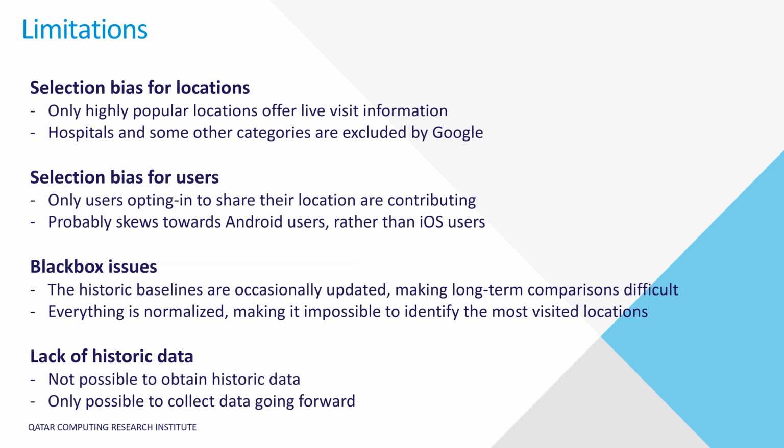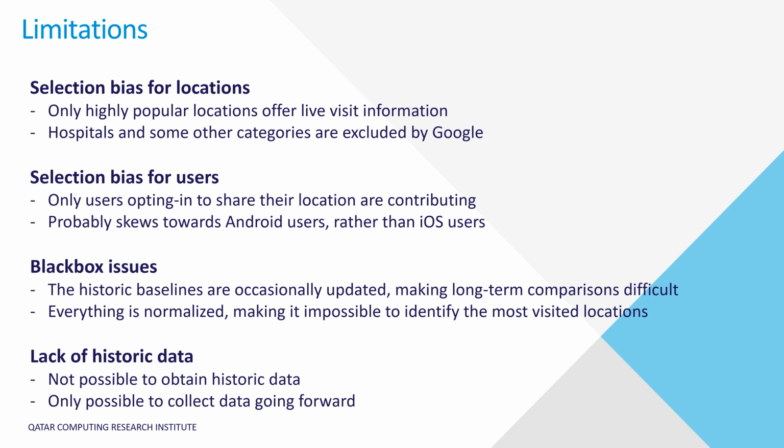Some of the limitations around this data. There are different types of selection bias. First, not all locations provide live information. Most importantly, only very, very popular locations provide live information. This is due to anonymity limitations, right? If there's a location where there's only one person visiting a day, then obviously it would be problematic to report this data, even if it's supposedly anonymous and aggregate, because you could probably identify individuals. So the main bias is towards very popular locations.